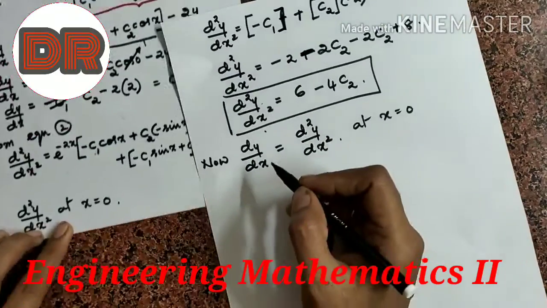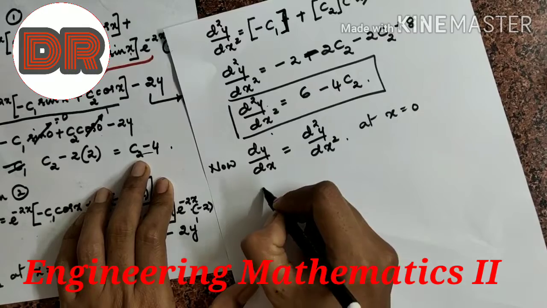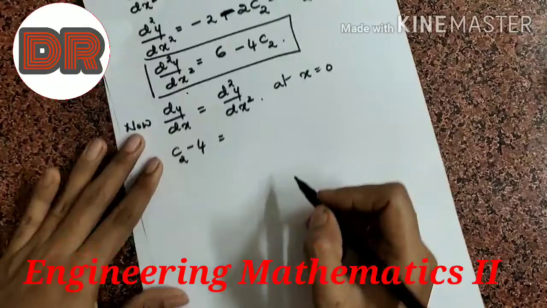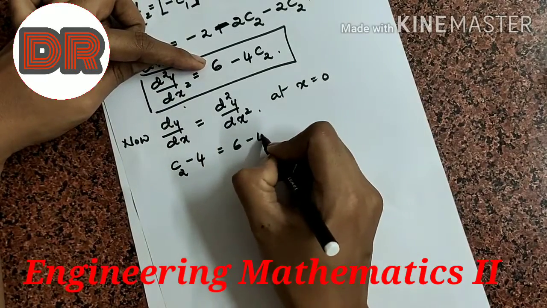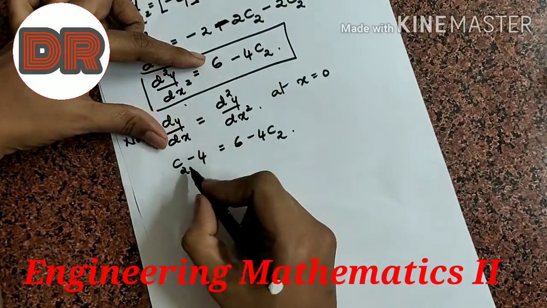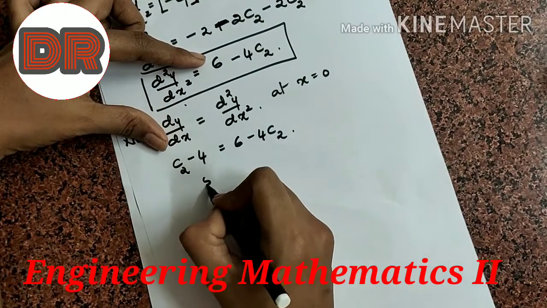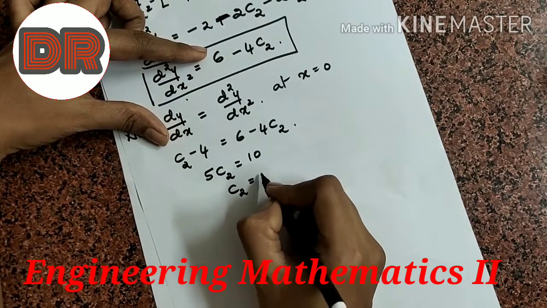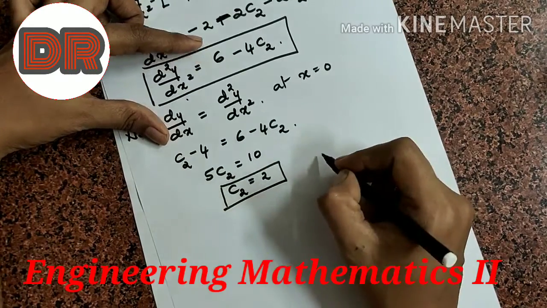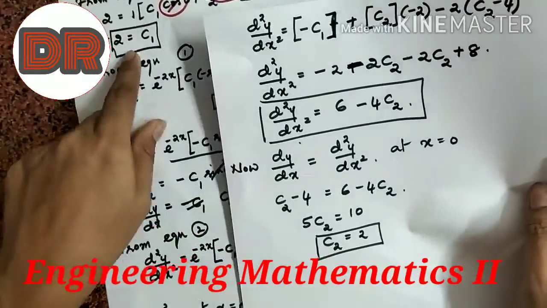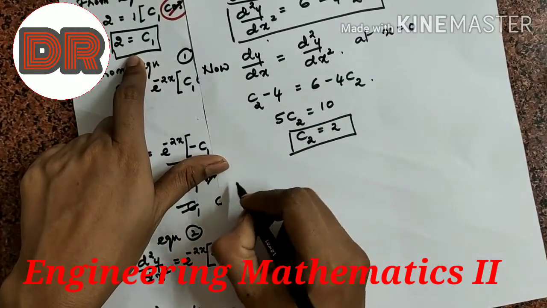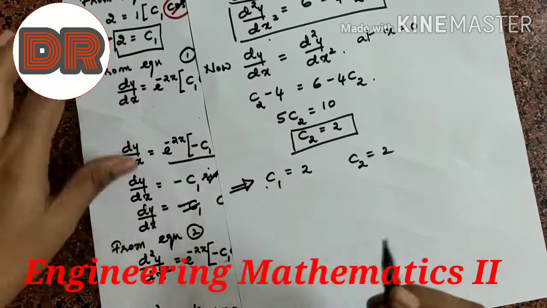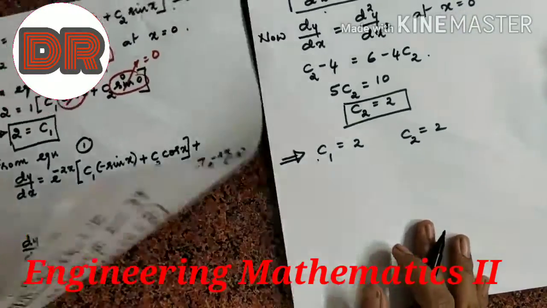At x equal to 0 the condition we have already applied, so we will just compare it. What is dy by dx we got? It is c2 minus 4 is equal to d square y by dx square, so it is 6 minus 4c2. We will simplify this. So, we have 5c2 is equal to 10. So, what is c2? c2 is equal to 2. So, c1 is equal to 2, c2 is equal to 2. Solution we got.